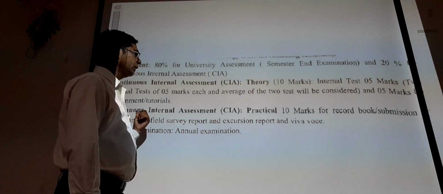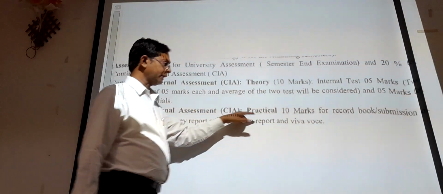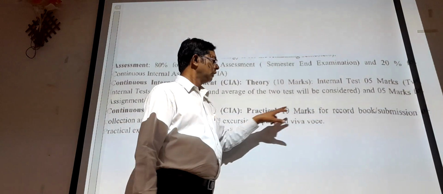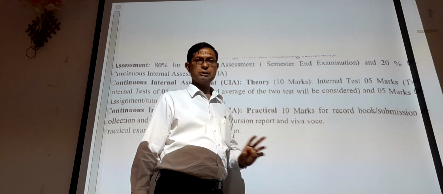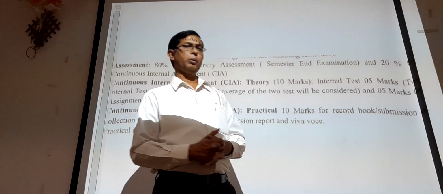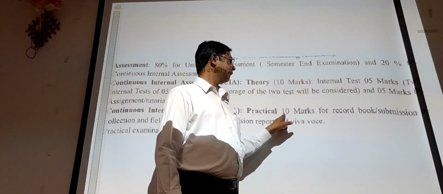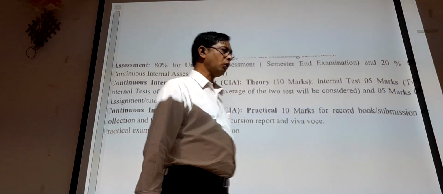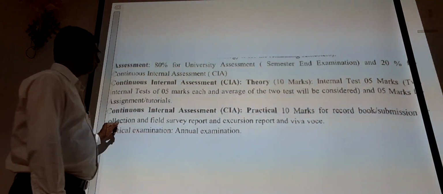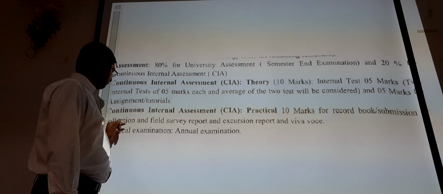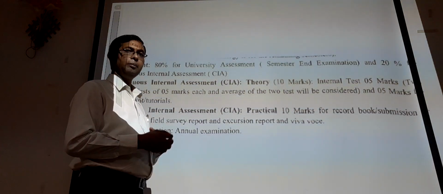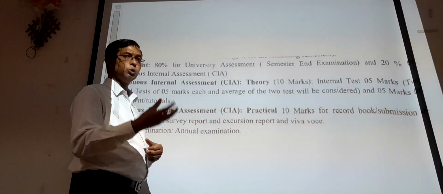Now that was the continuous internal assessment for the theory part. Talking about the practical, you will get 10 marks. Say for example Diversity of Cryptogams, you will get 10 marks for that particular paper, which has a record book, and along with the record book you have to submit the collection, whatever collection we have done during the excursion, during the tours.